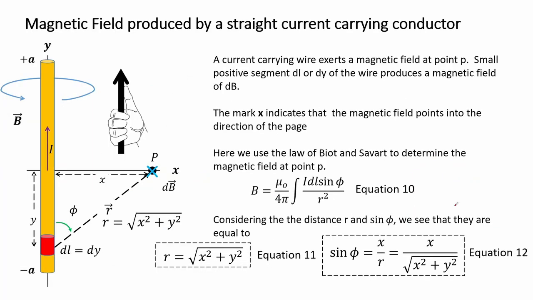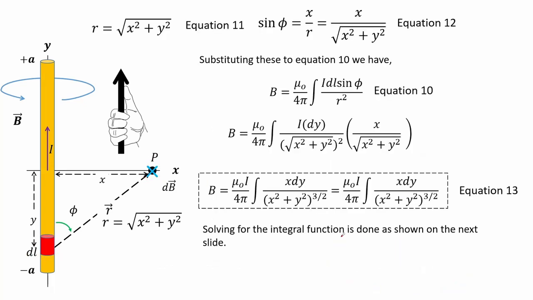A current carrying wire exerts a magnetic field at point P. A small positive segment dl, or dy, of the wire produces a magnetic field of dB. The mark X indicates that the magnetic field points into the page. Here we use the law of Biot and Savart to determine the magnetic field at point P. Considering the distance r and sin, we see that they are equal to equation 12. Substituting these into equation 10 we have equation 13.